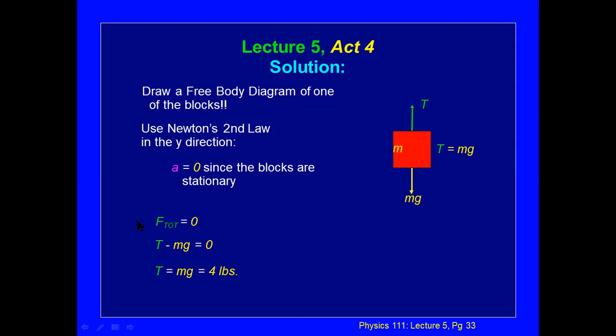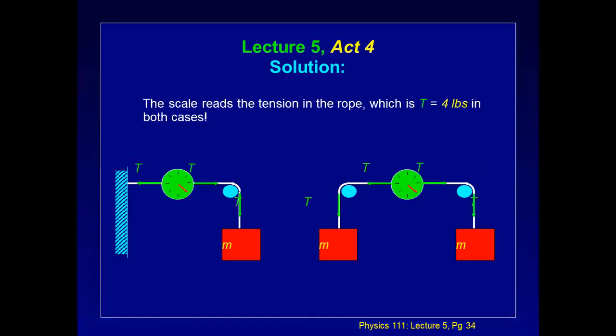Now, considering the total force summation to 0, why is it 0? Because the whole block is stationary, okay? Your tension is equal to mass times gravity, or the weight of the block, which is equal to 4 pounds, okay? The scale reads the tension in the rope, where T is equal to 4 pounds in both cases.